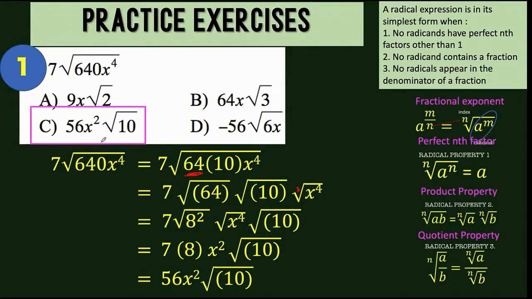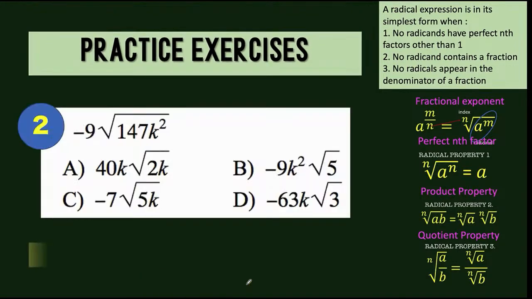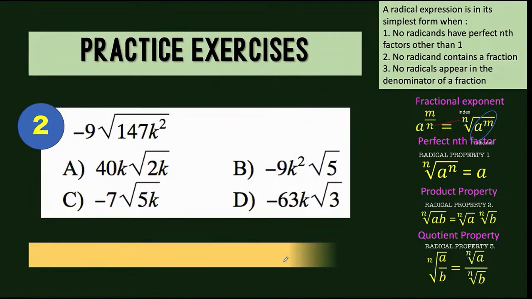That is letter C. You can simply remove this grouping symbol here. 10 is alone. Next example. Negative 9 times the square root of 147k squared. You can apply these different properties of radicals to meet these three conditions. Okay, let's do this together.